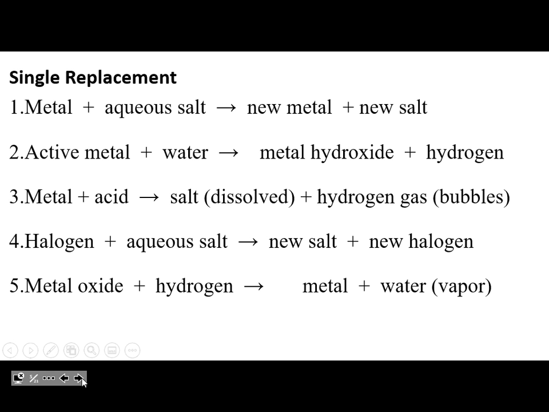A metal plus an acid will yield a salt, which is dissolved, and bubble out hydrogen gas. Number 4 is a special one we're going to see because it's dealing with a halogen. So the replacement is a little bit different. A halogen plus an aqueous salt gives us a new salt and a new halogen. And finally, a metal oxide reacting with hydrogen will give us the metal and water vapor.